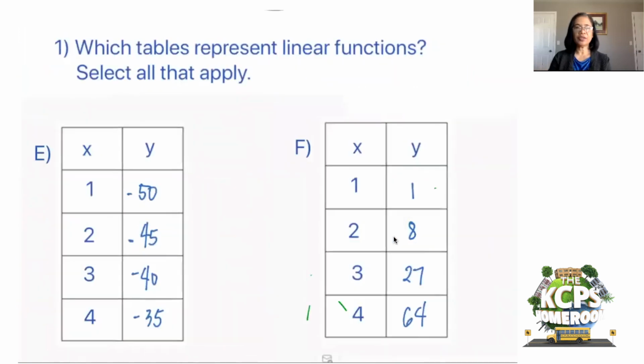How about the last two? I'll give you a moment to try this on your own first. Get your pen, get your notebook. Let's see if we arrive at the same answer.